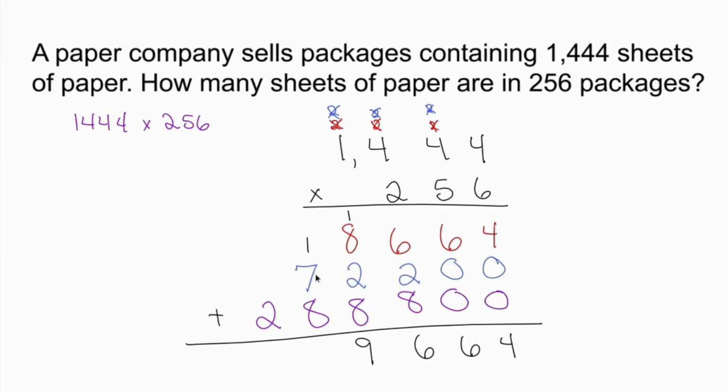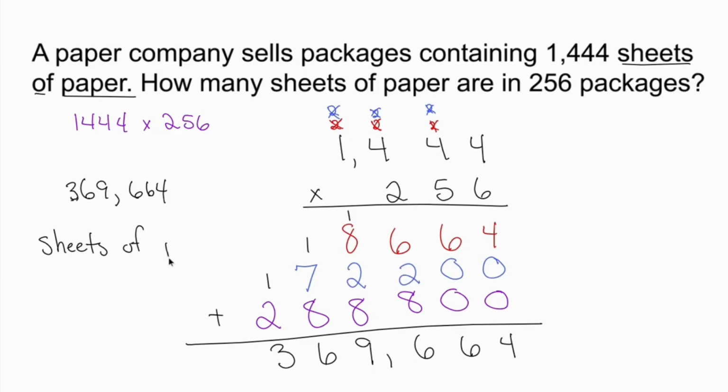1 plus 7 is 8. 8 plus 8 is 16. Write out your 6, carry over a 1. 1 plus 2 is 3. Now we go from the right to the left, put out your commas, and we end up with 369,664. Now this is a word problem, so this has to do with sheets of paper. So we're going to say 369,664 sheets of paper. And that is your answer.